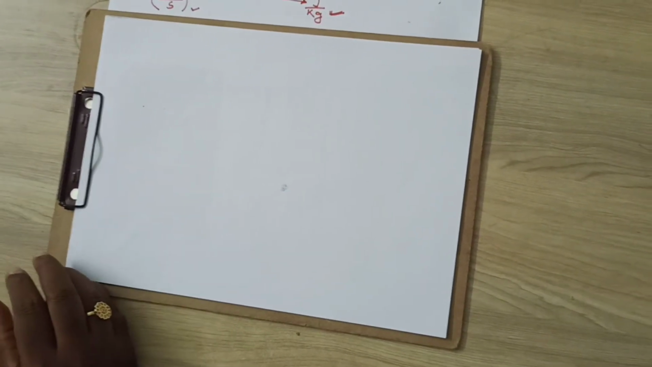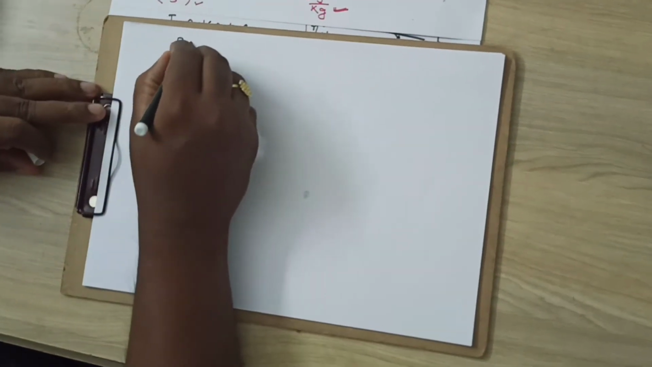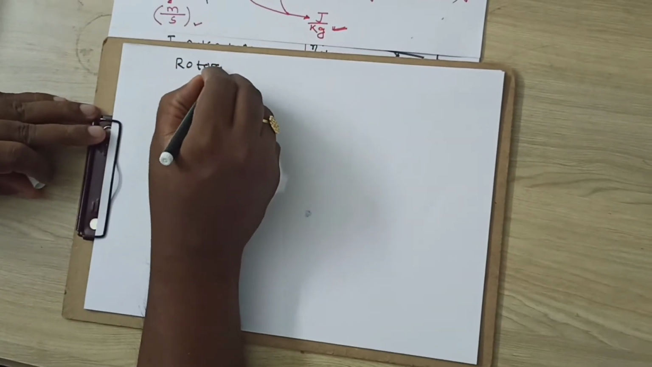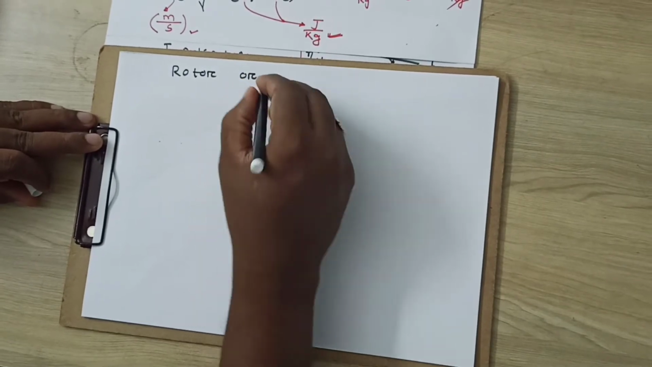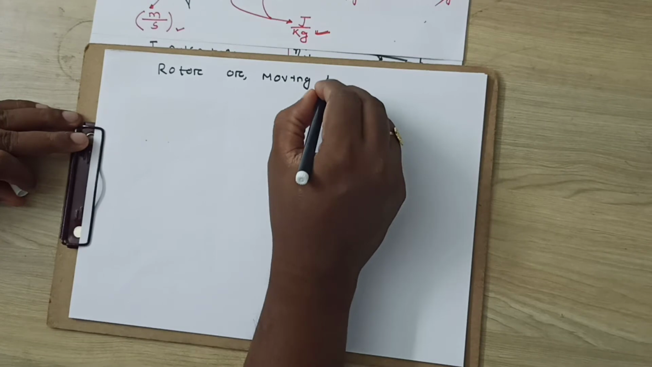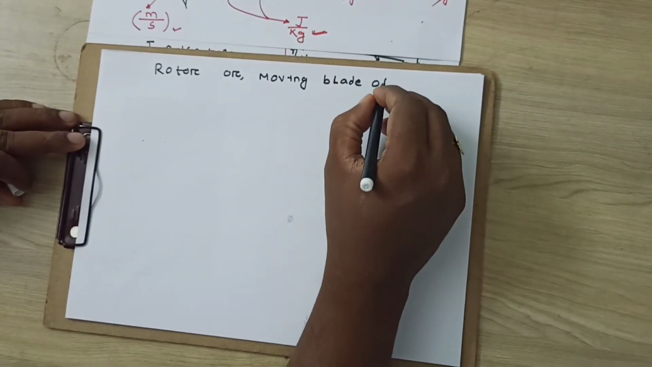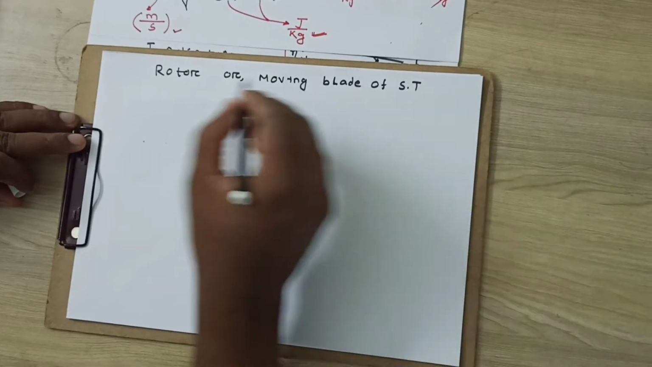Then we will go for the rotor section, or moving blade, of the steam turbine.